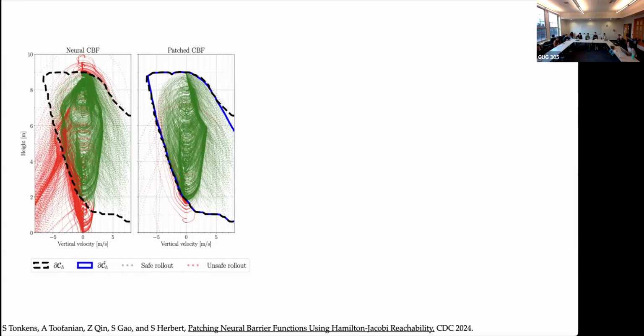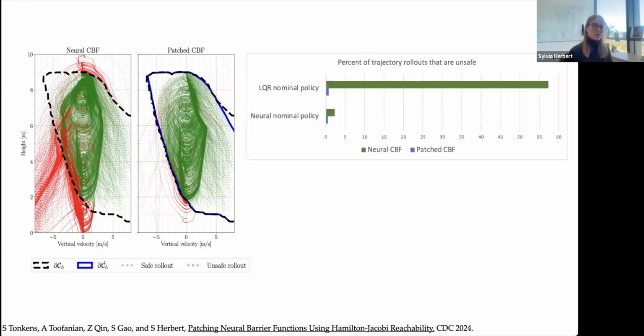Yeah, we have another hand up. How does this work compare to the work that tries to learn the value function and then use that as a CBF directly, of the nominal policy or something like that? Maybe I'm not understanding what you're asking about for comparison. What do you mean by learning the value function? Maybe I'm misunderstanding. Yeah, I think so.